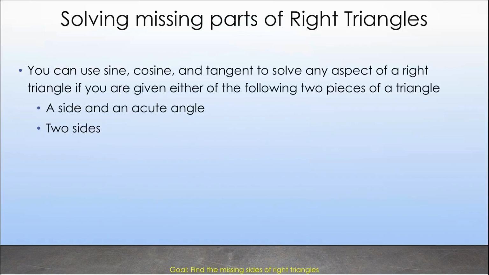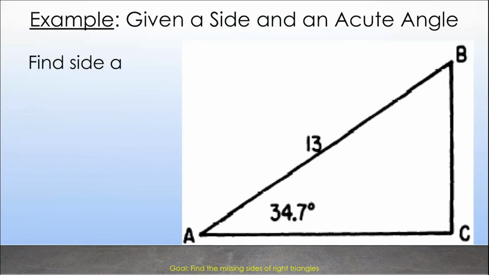Okay, so solving missing parts of right triangles. You can use sine, cosine, and tangent to solve any aspect of a right triangle if you're given either of the following two pieces of a triangle: a side and an acute angle, and also two sides. Okay, so if I'm given a side and an acute angle, it asks me to find side A. Side A is always going to be across from angle A, so this would be side A right here.